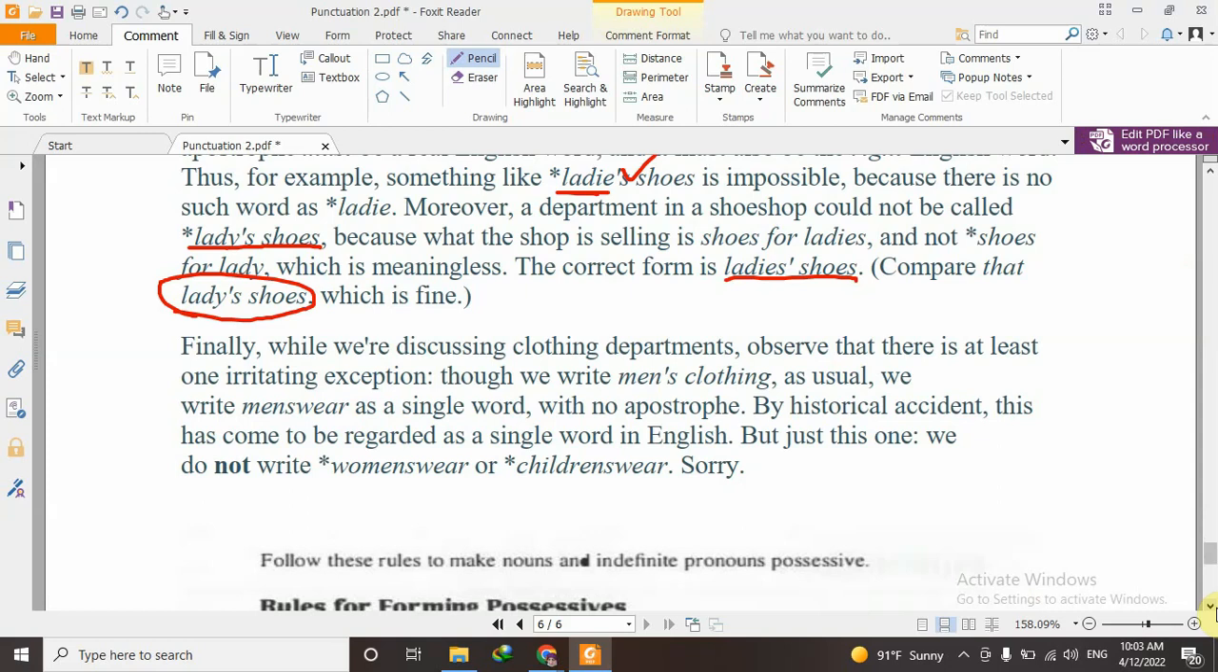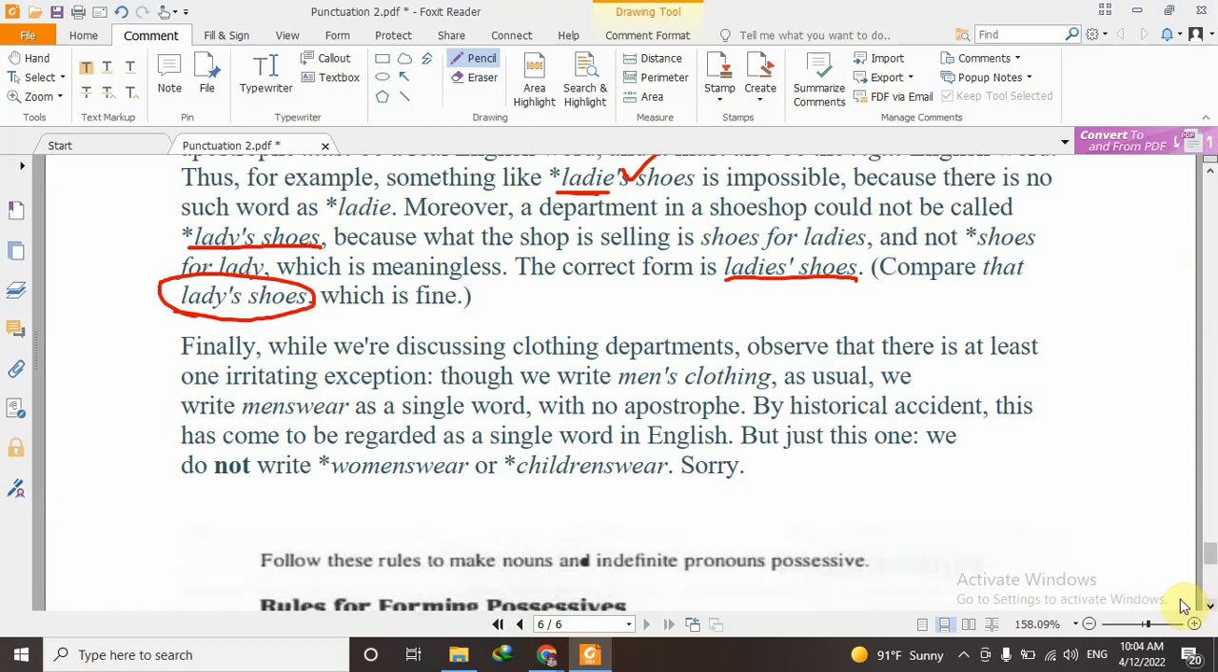Though we write men's clothes, ممكن إحنا نكتب men's clothing. شوفوا, as usual we don't write men's wear. ما عندنا as a single word. We write men's clothes as usual, we write men's wear as a single word with no apostrophe.